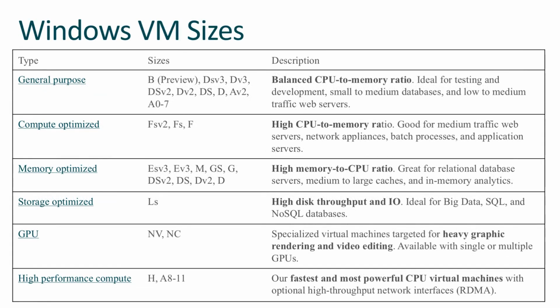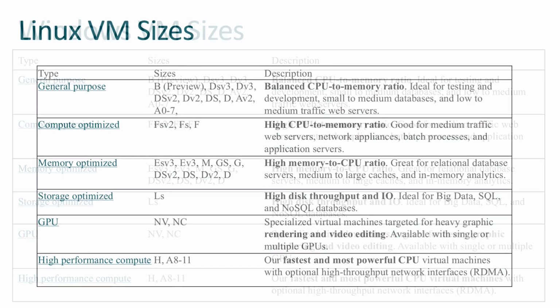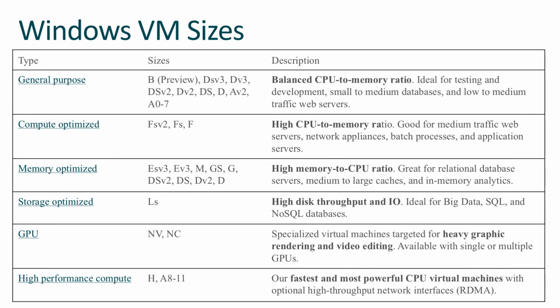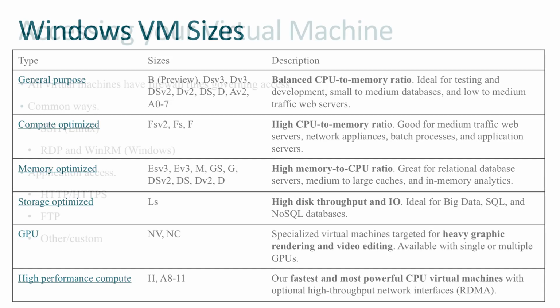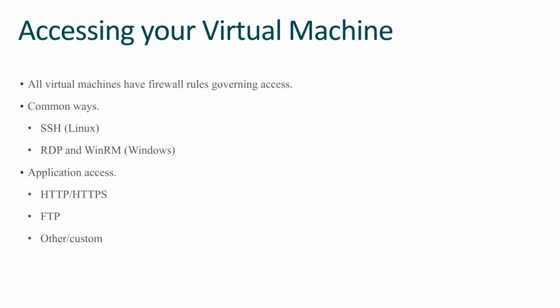For Windows, again, very, very similar. There are some differences between Linux and Windows. If you look back, you can probably spot some of these if you flick back and forth with this video. But again, every one of these different sizes of VMs has a different combination of network, CPU, disk, and memory. So once you've deployed your virtual machine, how do you access it?